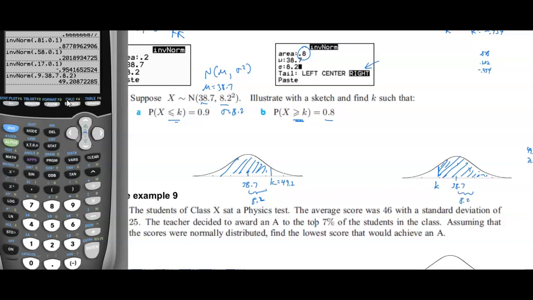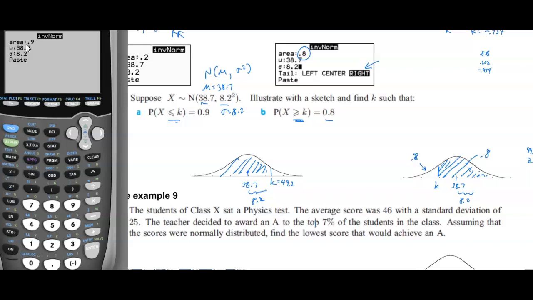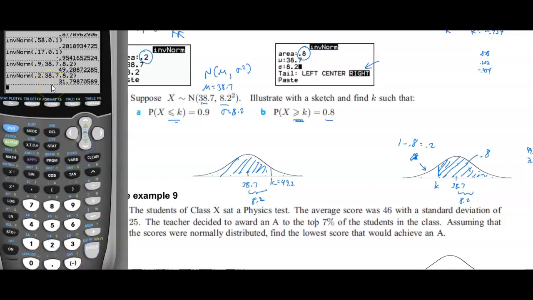Let's use inverse norm to calculate this on the old calculator. Now, the old calculator always assumes that the area you're giving it is actually a left-sided area. So if it's always assuming it's a left-sided area, how can we give it a right-sided area? Well, remember, this right-sided area is 0.8, right? What we do to trick the calculator is we give it the white area. The white area is actually going to be 1 minus 0.8, which is equal to 0.2. So if we give the calculator 0.2 instead, it'll give us the correct answer. So we'll say, okay, the white area, which is a left area, is 0.2, and the mean and standard deviation are the same as before. What is the answer? 31.8.